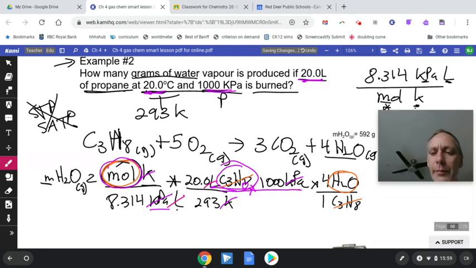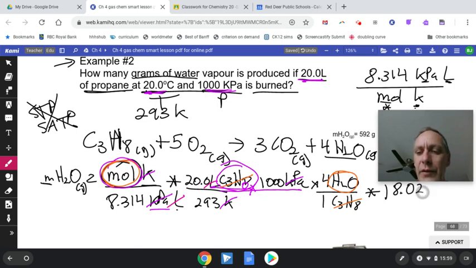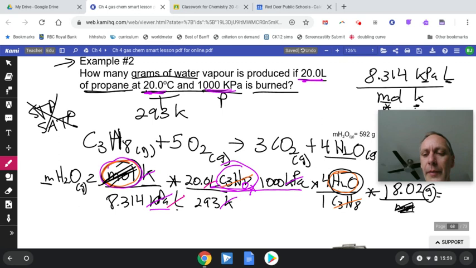So my last step would be to multiply it by the molar mass of water. And water's molar mass is 18.02 grams per mole. Okay, moles cancel out, and I am left with grams of water. So the units tell me I have it right.